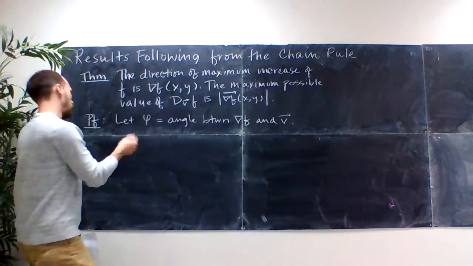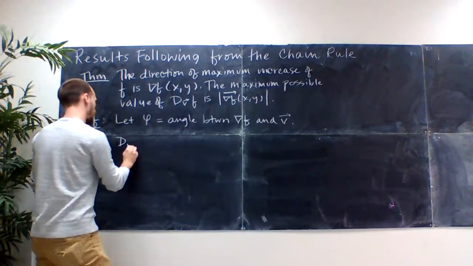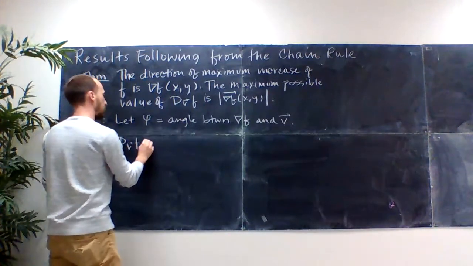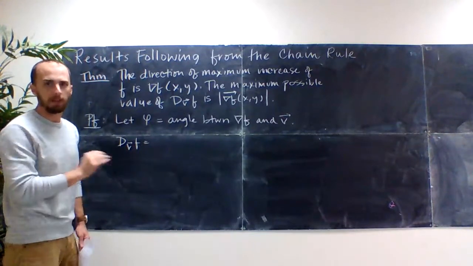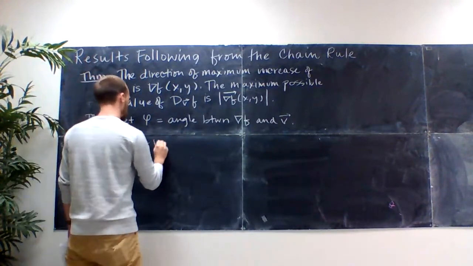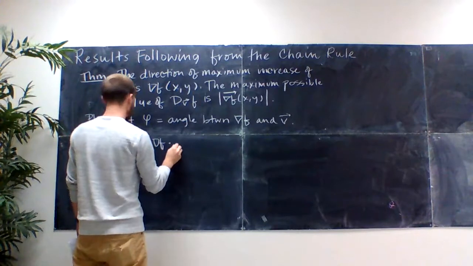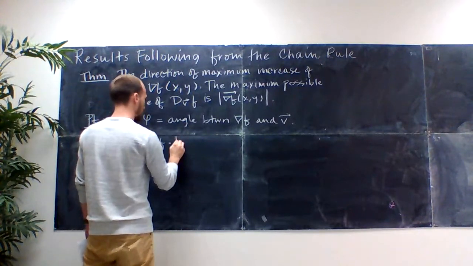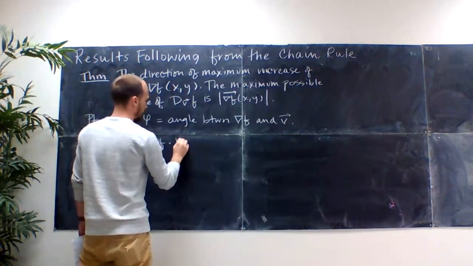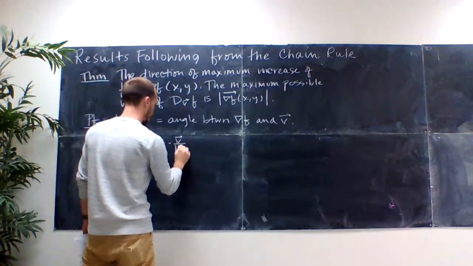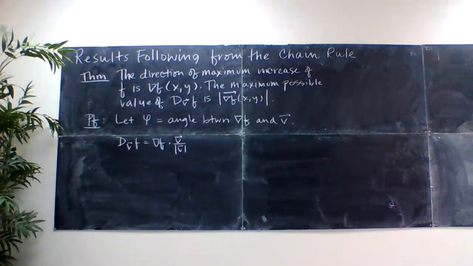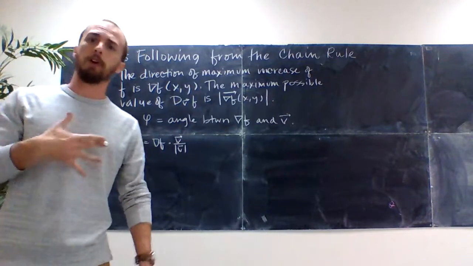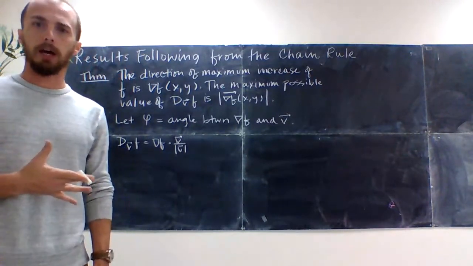I know that the directional derivative of f in the direction of v is going to be given by that dot product. I just proved to you that that's valid, so that's equal to gradient f dotted with the unit vector in the direction of v, which is v divided by its length. Then I'm going to use the cosine property of the dot product from linear algebra.